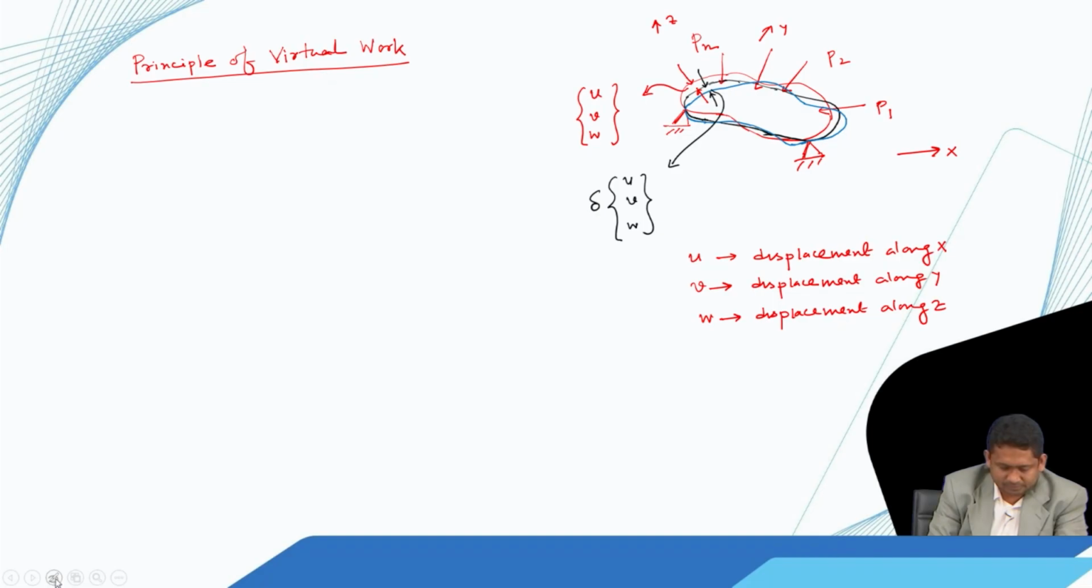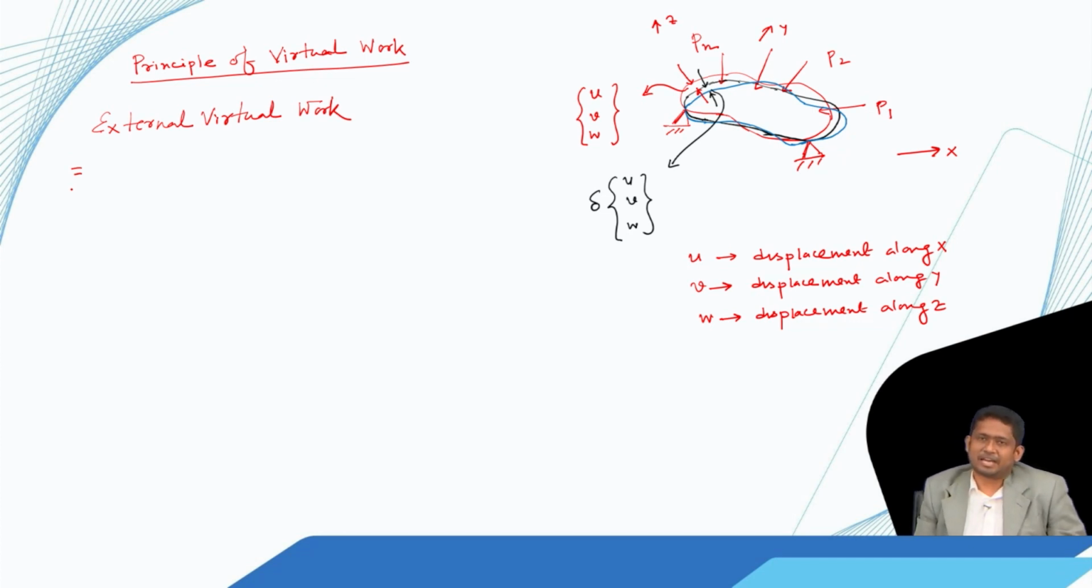Now, we define something called external virtual work. The external virtual work is the amount of work which I can attribute to the force due to the virtual displacement, not due to the real displacement. That means from the deformed shape to the undeformed shape, the amount of displacement that is there, multiplied by the force is our virtual work done by the external force.